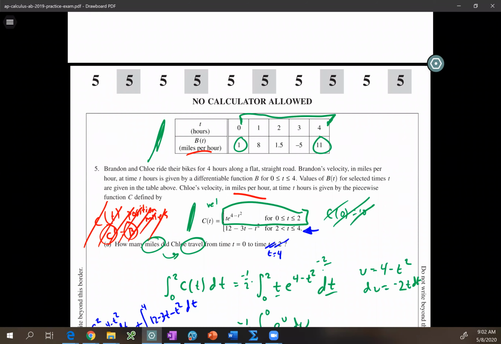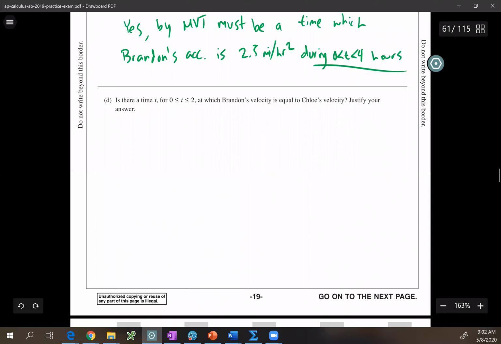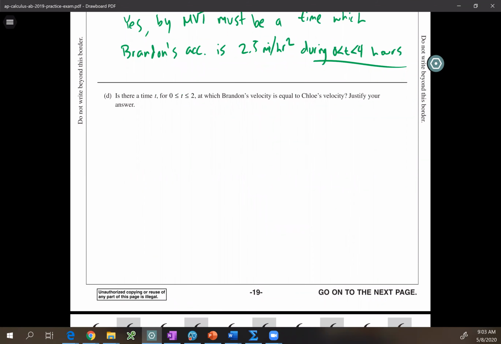The tough thing about this is that one of these is a piecewise and one of these is a table. So that's what makes it a little bit tougher. But what we can do, and this is what makes this question a little bit hard, is essentially what they're saying is, where is there a time where B of t equals C of t?